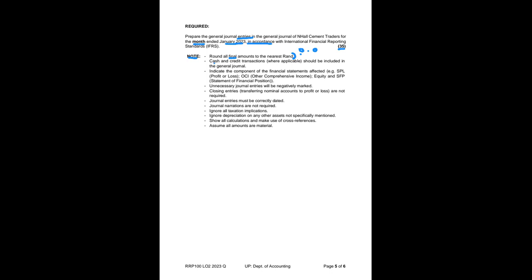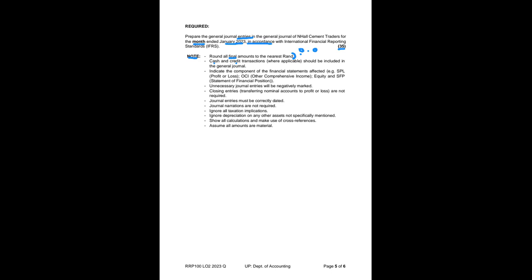The next note says cash and credit transactions, where applicable, should be included in the general journal. This means that we are not expecting you to prepare any other journal. So not the CJ, CRJ, DJ, none of those are required to be prepared. Instead, all of the entries that would have gone into those journals are going to now end up in the general journal. That's what this note is attempting to say to us.